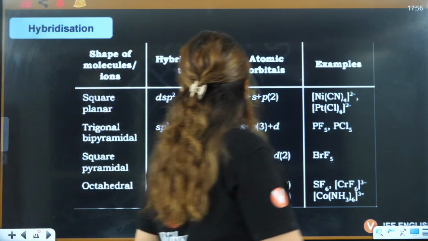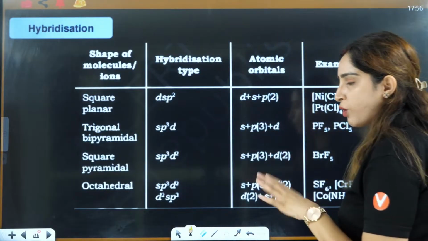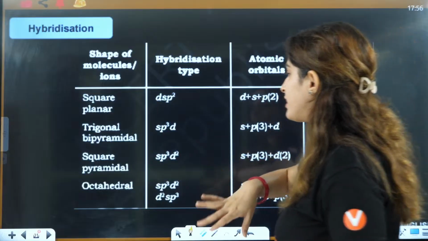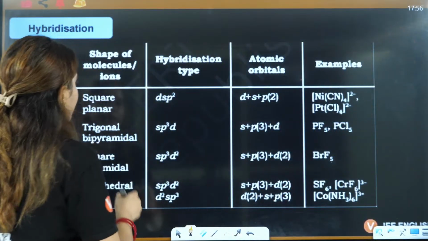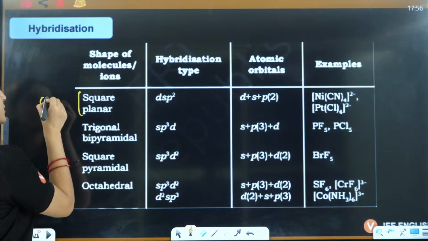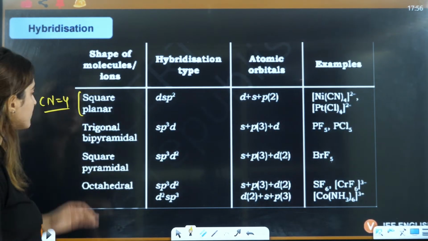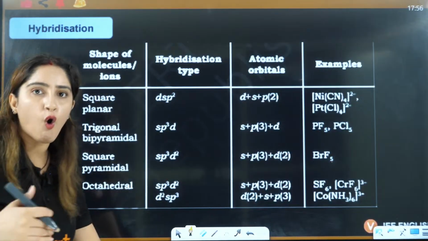Now this is what we have discussed in coordination chemistry also, that do you remember when the coordination number is 4, right? When the coordination number is 4, you can have dsp2. Now this is basically when I talk about d orbitals.